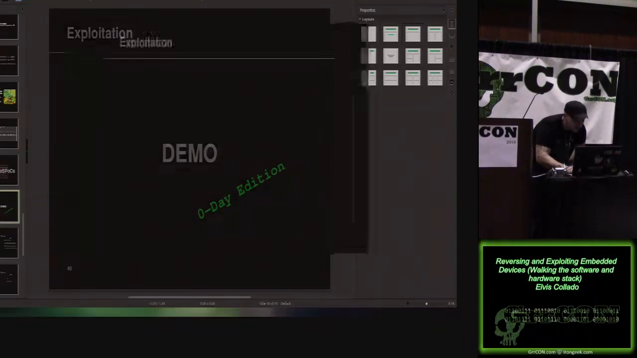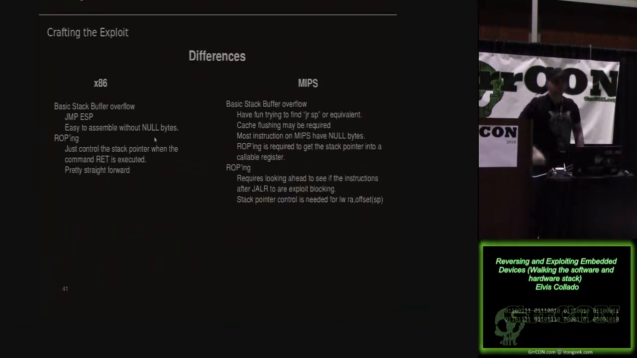Okay. So the difference is x86 stack-based buffer overflows are really, really simple to exploit when the stack is executable, right? Super simple, basic 101, jump ESP stuff. You don't have to ROP or anything like that. And also assembling instructions is pretty easy to do without null bytes. So it's pretty straightforward, right?